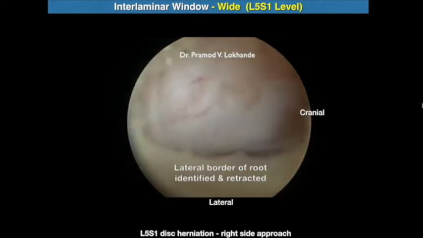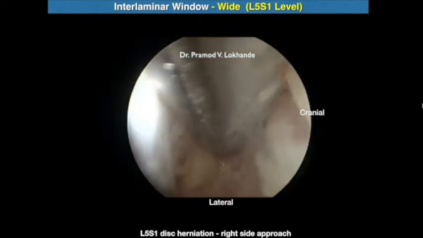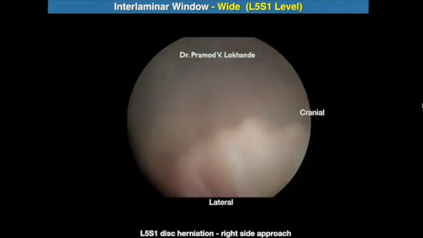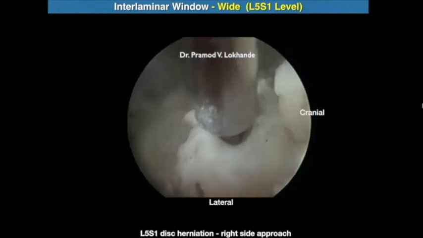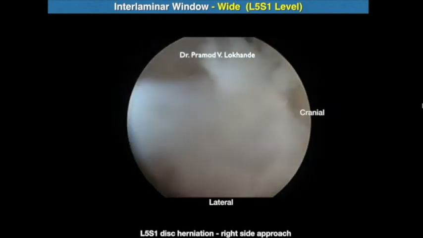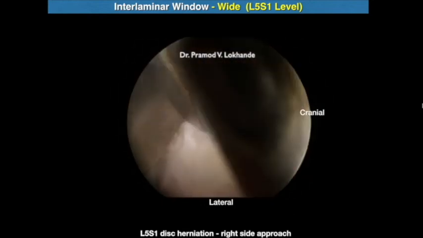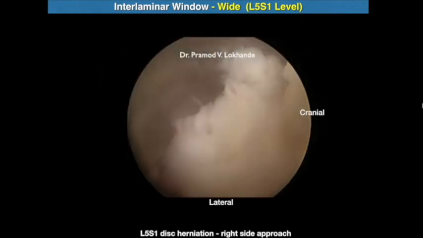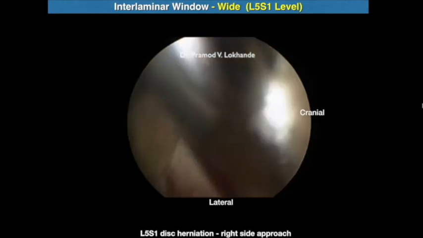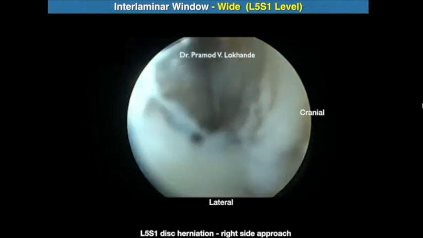Hemostasis is achieved with the help of a bipolar cautery. The lateral border of the nerve root is identified. The cannula is then advanced to the base of the spinal canal and rotated to retract the nerve root and identify the disc herniation. The annulus is released with the help of a punch forceps to release the herniated mass, which can then be removed piecemeal with the help of a disc forceps.